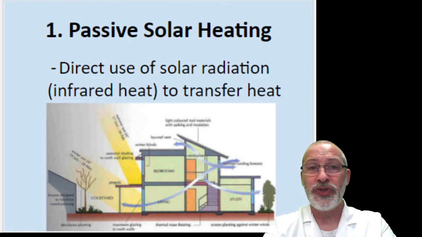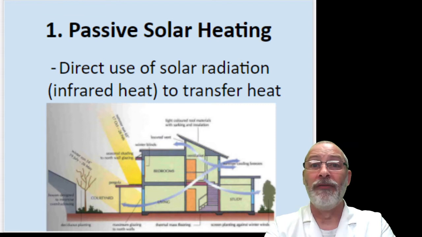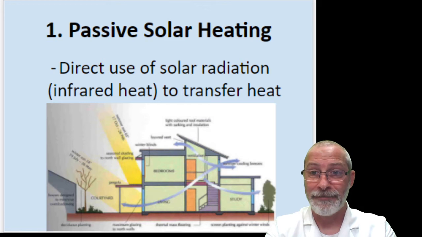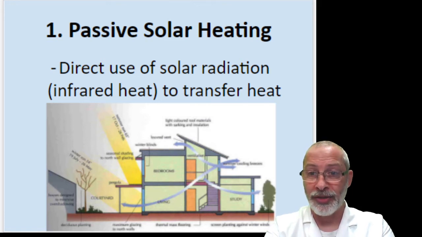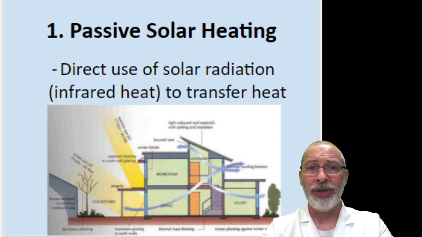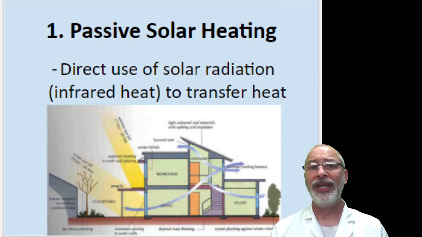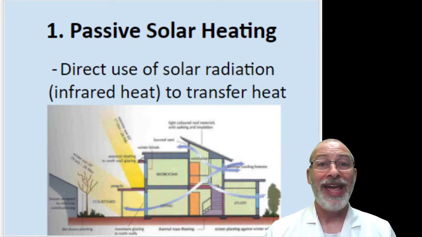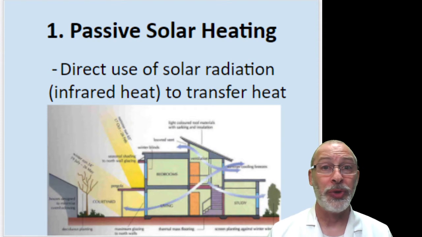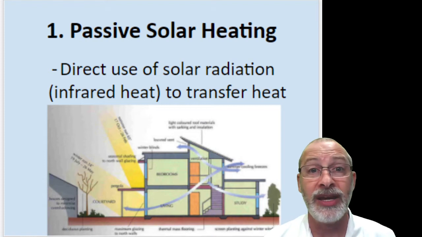You see, passive solar heating is all about the direct use of solar radiation to transfer heat from one place to another. And so that example that I gave of the car being warmed up by the heat, that is a superb example of passive solar heating. You don't have to do anything other than close the door and keep the windows up in order for passive solar heating to take effect.